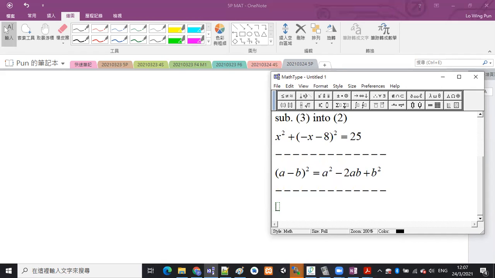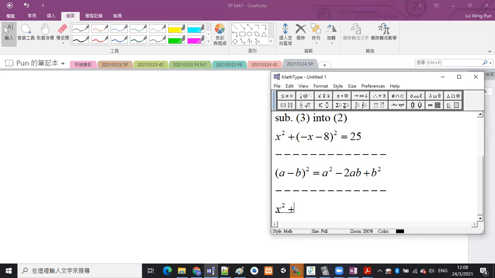So the first x square is no change. Okay, nothing to do, plus. And then I'm going to expand this bracket. When I want to use this identity, I need to compare which number or which letter will be the A, and then which one will be the B. It's A minus B, right? And now it is negative x minus 8. So negative x will be the A, and 8 will be the B.